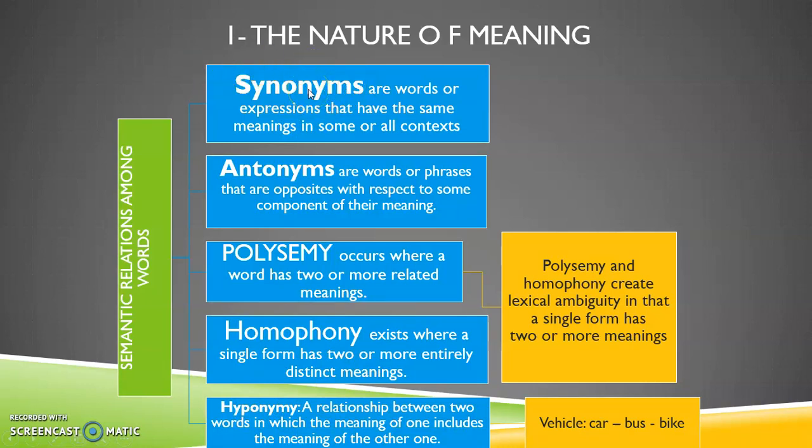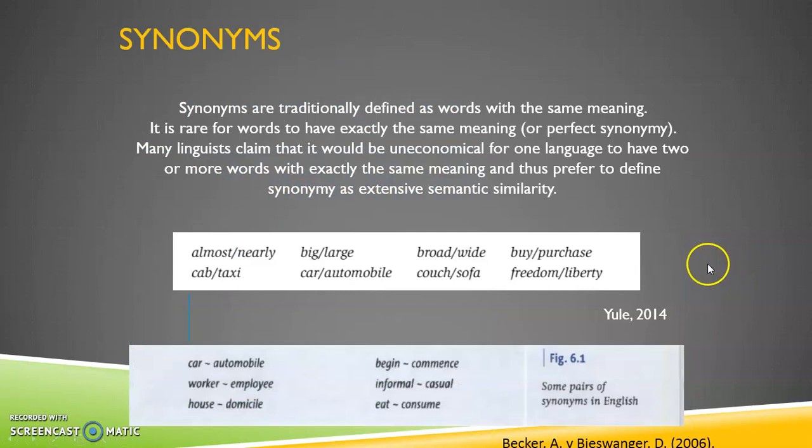So, synonyms, you know that very well. Synonyms are words or expressions that have the same meanings in some or all contexts. Antonyms are words or phrases that are opposites with respect to some component of their meaning. Polysemy occurs where a word has two or more related meanings, and homophony exists where a single form has two or more distinct meanings. Okay, that's that. And hyponymy, a relationship between two words in which the meaning of one includes the meaning of the other. So have a look at some examples here.